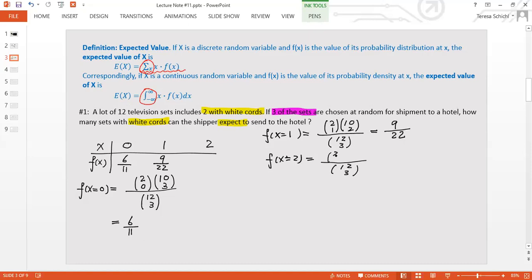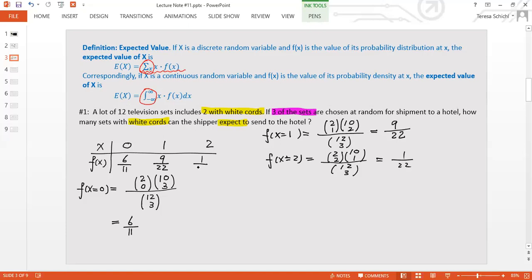So out of the 2 white cords, how many do you take? 2. Okay, so the remaining non-white cords is 10. You already got the 2 white cords. So how many is in here? It's 1, right? Okay, so now if you put it into the calculator, it's 1/22.